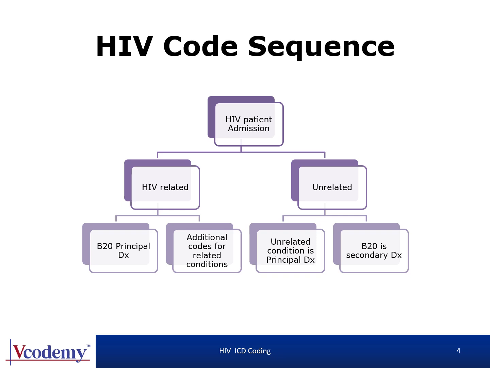If the scenario is like the patient is admitted for an unrelated HIV condition, then the unrelated condition is the principal diagnosis. B20 will be the secondary code. So hope this is clear. First you have to check whether it is an HIV related condition or an HIV unrelated condition. That is very crucial.